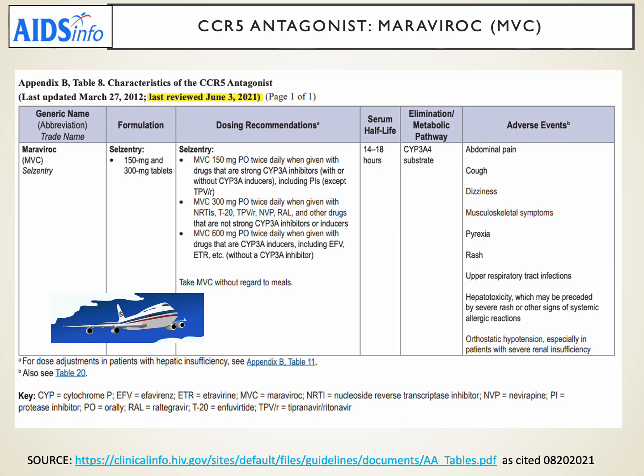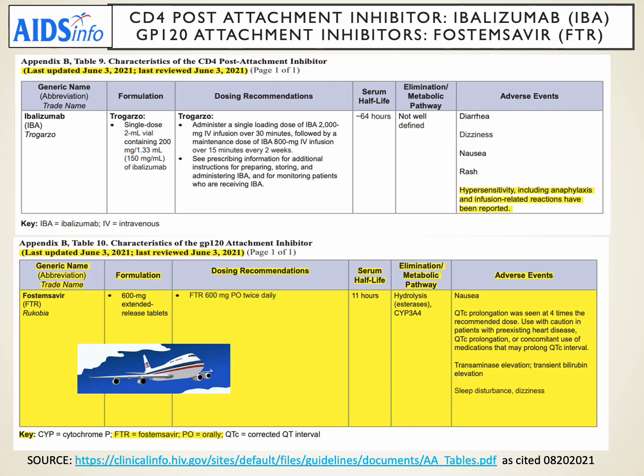We also have a CCR5 antagonist that also affects entry into the cell. That's MCV. Again, not first line. We also have a post-attachment inhibitor for CD4, a monoclonal antibody that, again, has a fairly limited role of where it fits in practice. I have not seen most of these second-line agents in patients I see in the hospital.